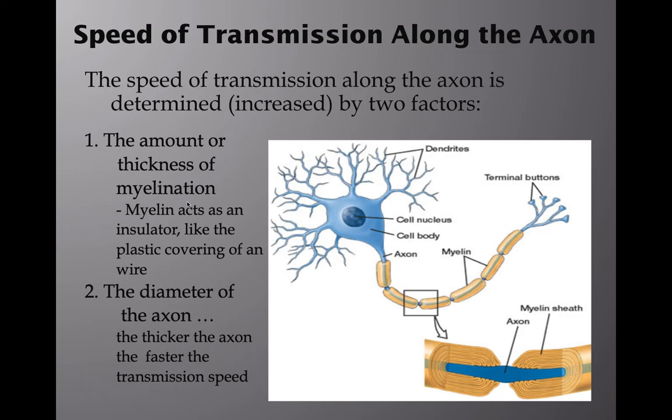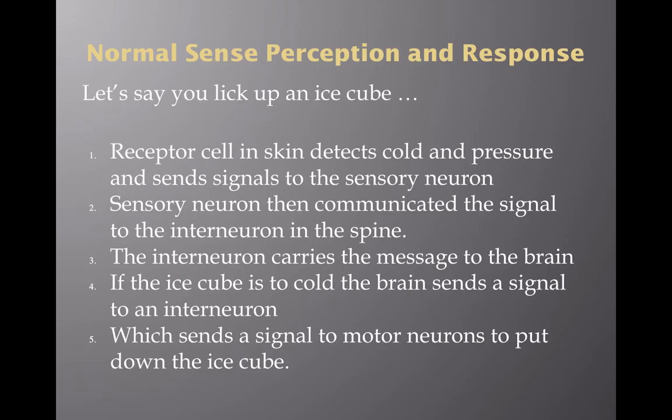The amount and thickness of myelin increases speed of transmission, and the larger the thickness or the diameter of the axon, the faster the transmission speed as well. Again, these are minor points in these lessons. Okay, we'll get to this in our next video.